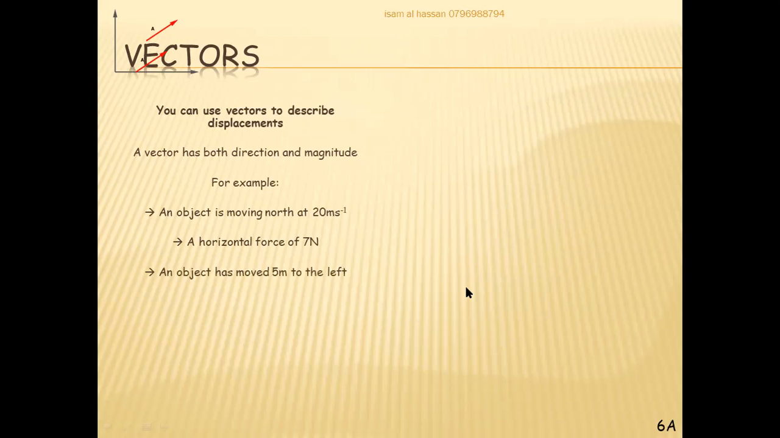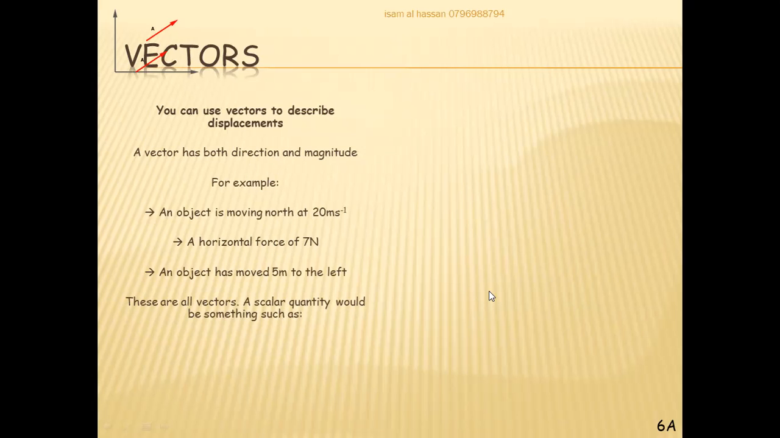You can use vectors to describe displacement. A vector has both direction and magnitude, as you know. Say an object is moving north at 20 meters per second. That's the velocity vector, 20 meters per second. A horizontal force of, let's say, 7 Newton. An object has moved 5 meters to the left. Those are all vectors. A vector has magnitude and direction.